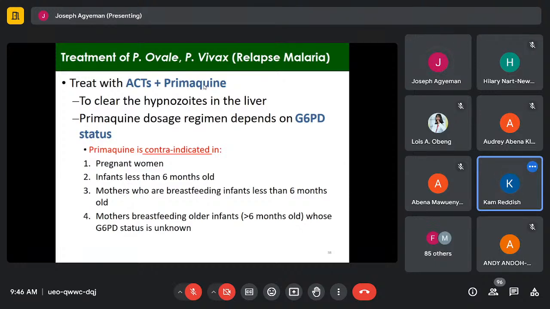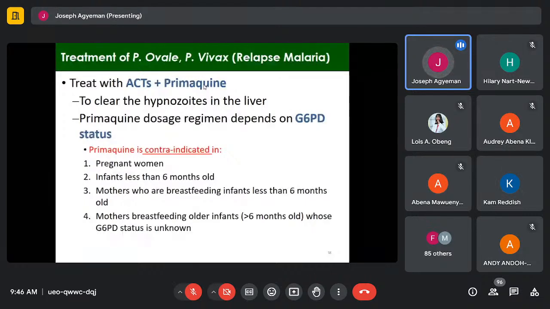Then we also have the diaminopyrimidines, where we have pyrimethamine as an example. And then the cinchona alkaloids, which are quinine and quinidine. That's what I was able to find. So please, can you hear me? Yes, please.